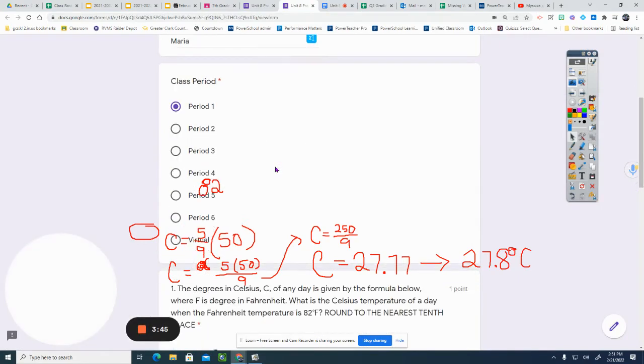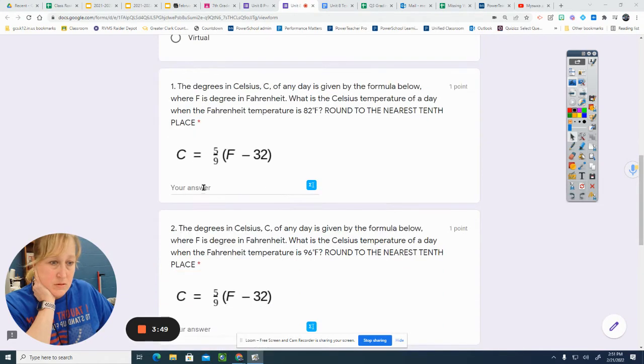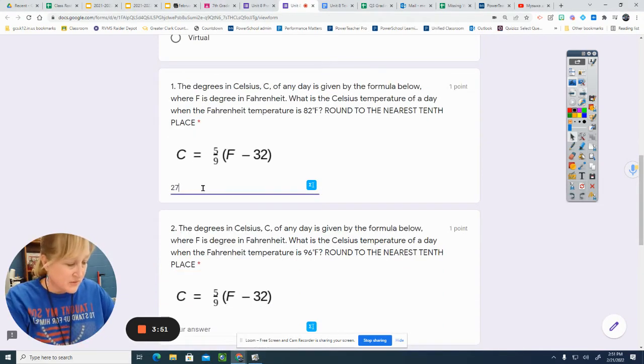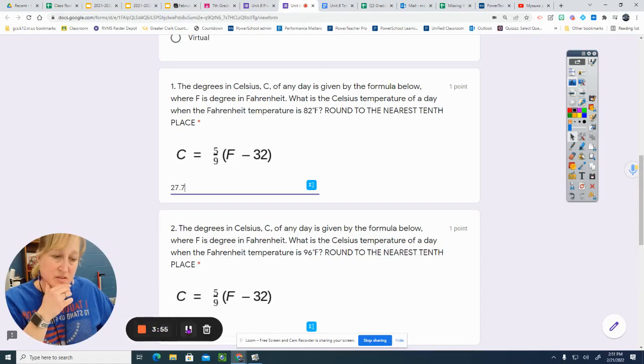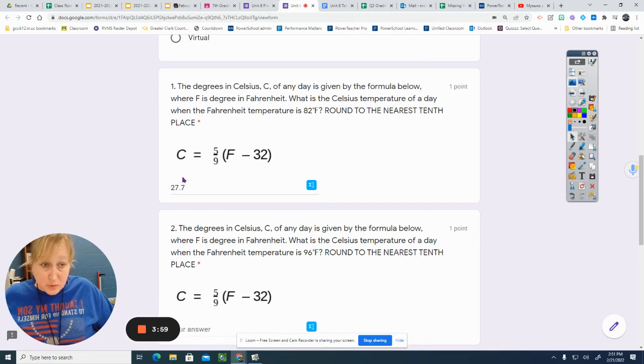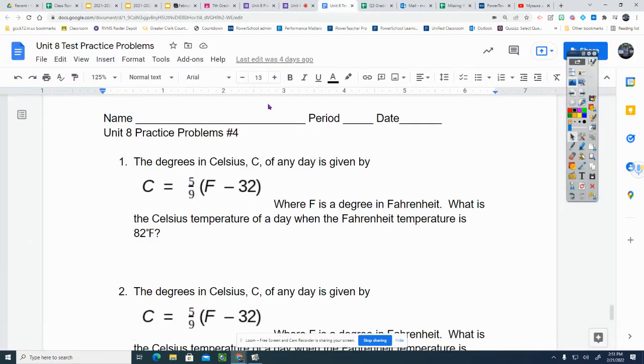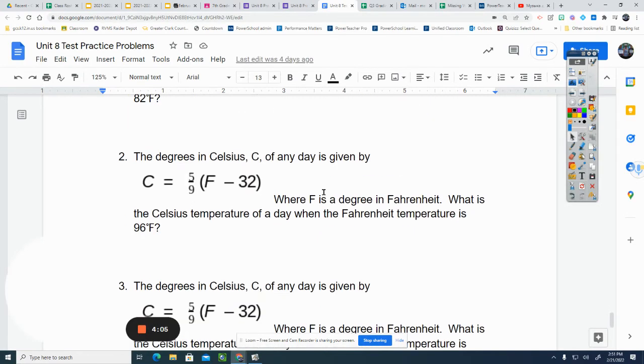There we go. So we're going to type the answer 27.7. And I'm going to make sure that that's what I'm looking for. That is what we're looking for. So you'll make sure that you get that typed in. And then we're going to have to do the same thing again.